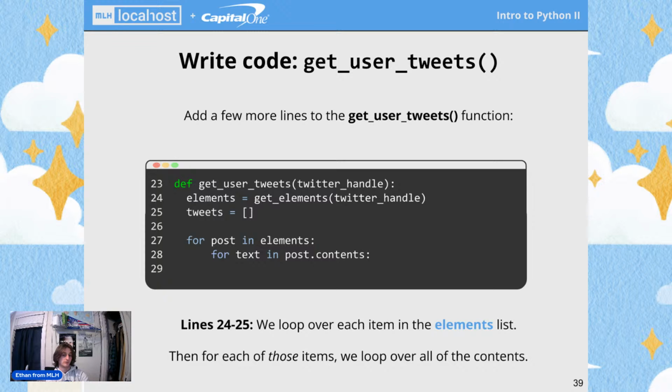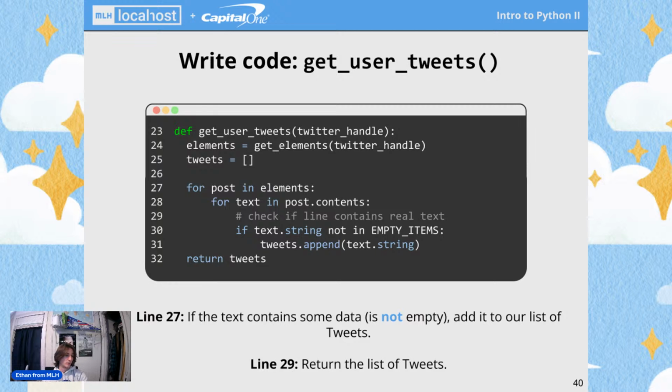So first, we're just going to make the general structure of our nested for loop by typing for post in elements, enter. When you hit enter, it should automatically indent the next line, and then you can type your next for loop: for text in post.contents. That's going to allow us to loop through each of the post's contents.